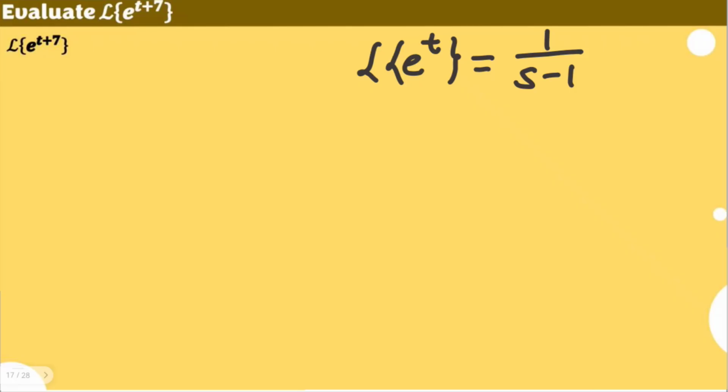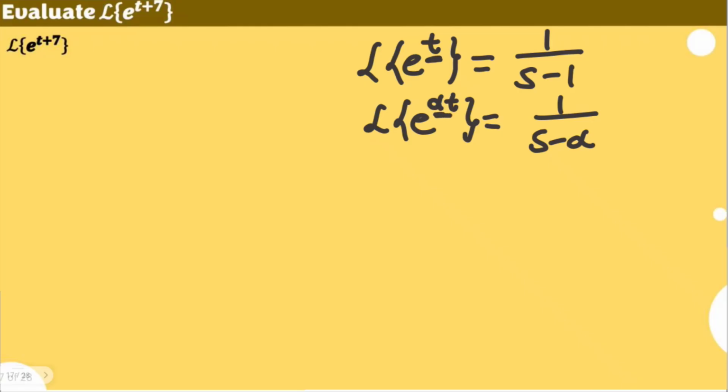Now, we also have another version. If our exponent is equivalent to a certain alpha t, this is equivalent to 1 over s minus whatever your alpha is. But this time, since our exponent is a binomial expression, t plus 7, what do you think is the result when we take the Laplace transform of the given function? Some of you might think that since this would be our exponent, you're just going to take the numerical coefficient of t plus 7. Now, it's not true all the time.